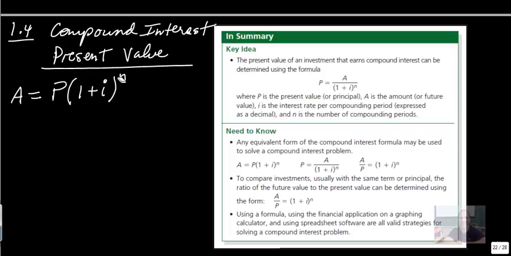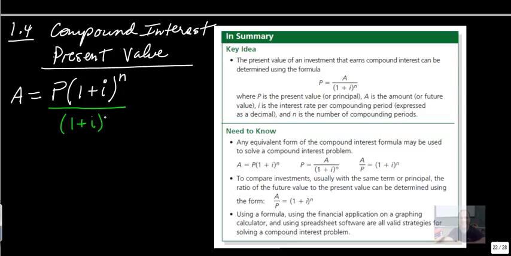Now, what are we talking about? Well, here's our original compound interest formula, and this is used to find future value. A, remember, is future value. Well, if we manipulate this formula a little bit, and I'll show you here what I mean. If we try and solve for present value, we try and isolate that, what we do is this.